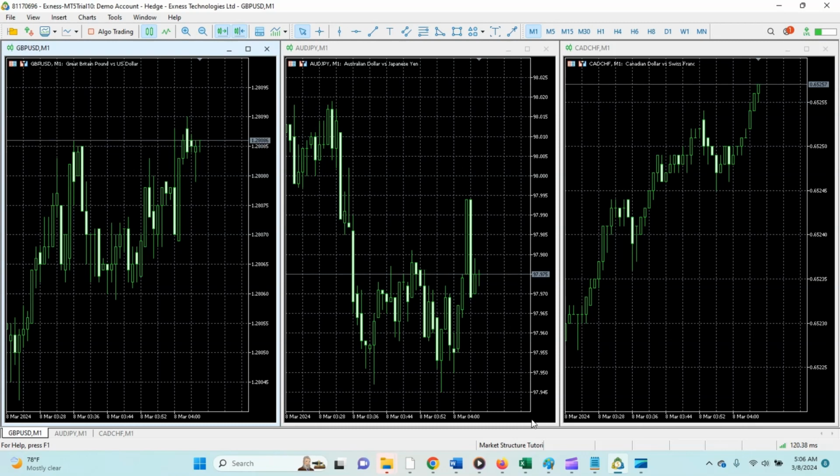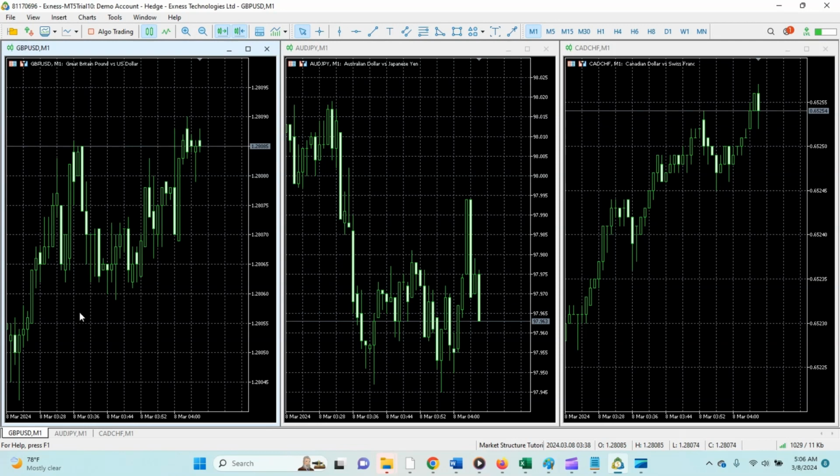Now, what is market structure? Market structure is the price action that tells traders if the market is bullish or bearish. In bullish market structure, the market is gaining value, the market is making higher highs and higher lows. We are going to see that in the chart.